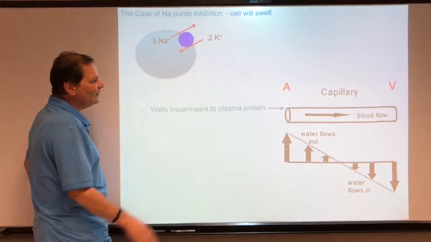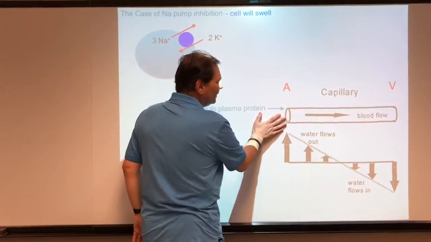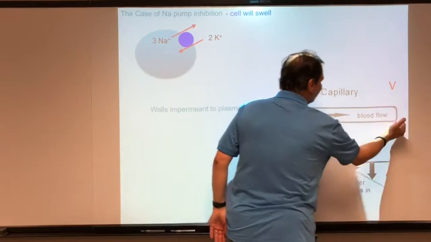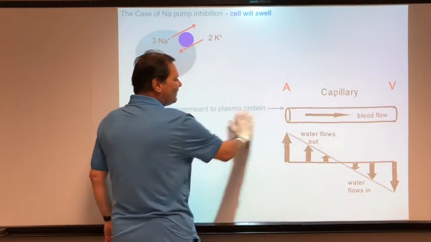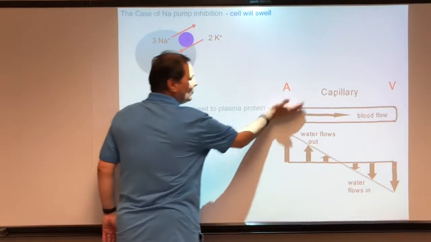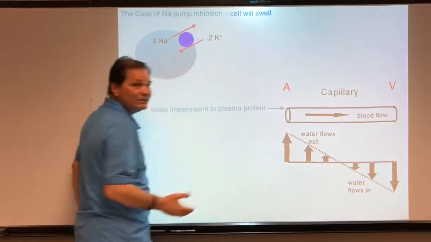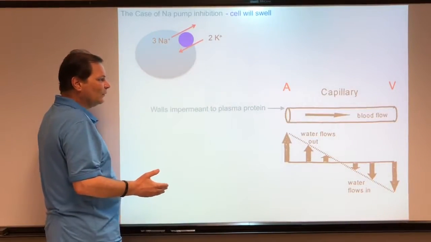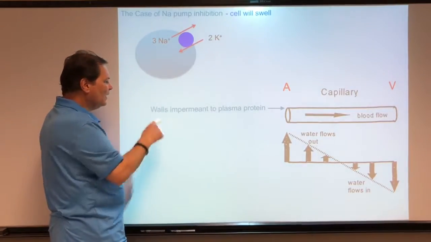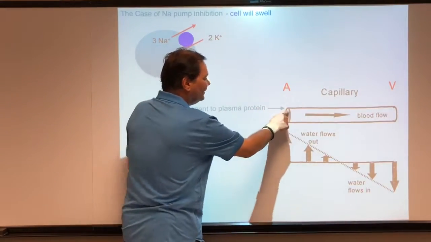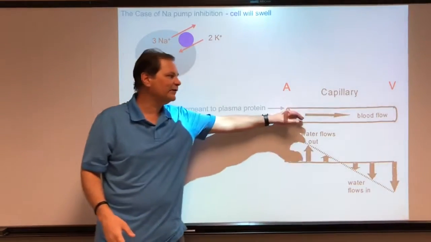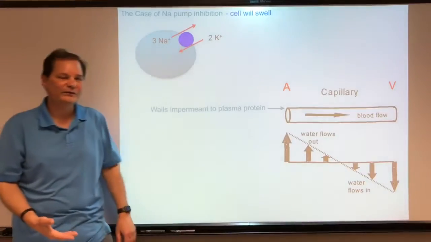We'll introduce it here. Here's a capillary. Blood is flowing from here, the arterial side, to the venous side. Now, the capillary wall allows water to get across from the lumen of the capillary into the tissues. So water crosses this very easily. It goes through the cells, no problem. But these walls are impermeable to plasma proteins, primarily albumin, because they're too big to get across the wall, and the proteins won't go across.